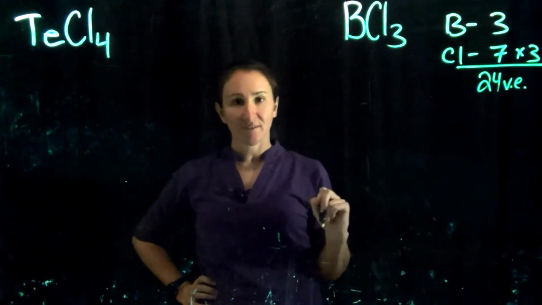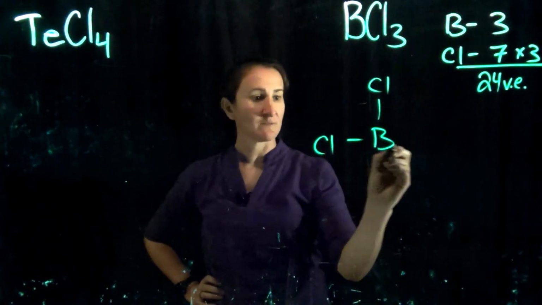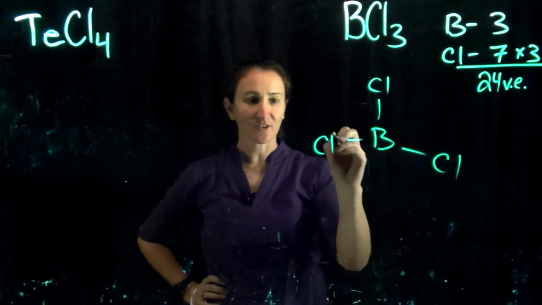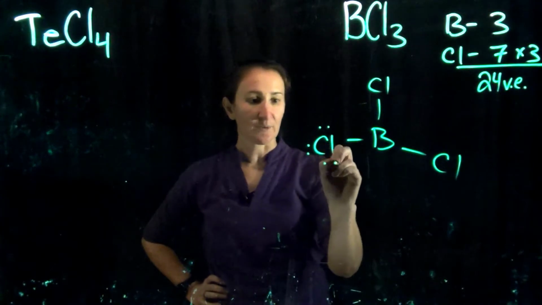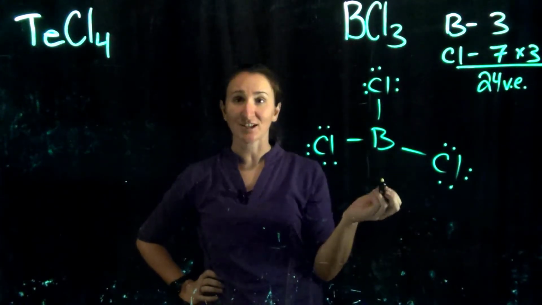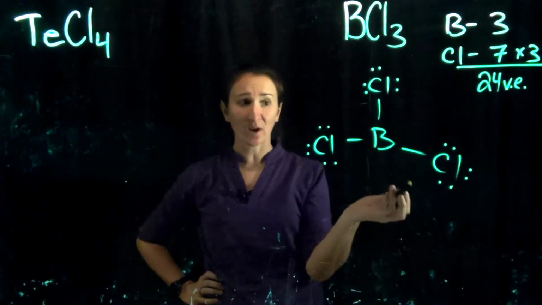So which of these goes in the middle? I hope you realize boron is the least electronegative, so it goes in the middle and chlorine goes around it. Now let's fill in the octet for chlorine first and see what we get. Alright, we have now placed all of our electrons around the chlorines. So, how many do I have? Do I have any more left?